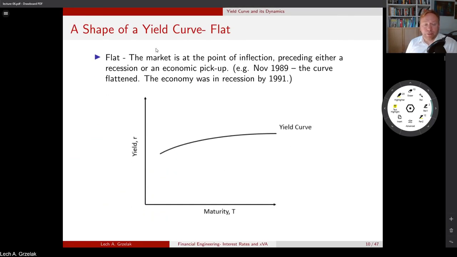And this is another example. It's a flattening curve, which is something we discussed. Often, a flattening curve is a transition from a normal curve to an inverted curve, or the opposite. This is also often an indicator of the status of the economy. So a flattening or flat curve basically means a quite difficult situation for banking in general and also for the pension funds.